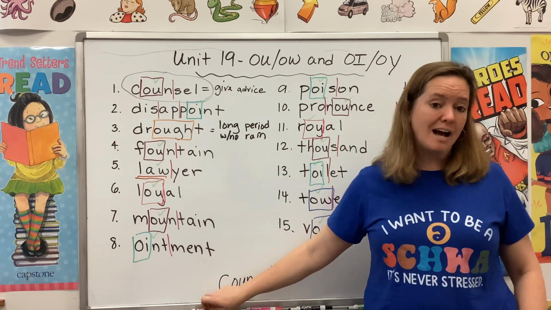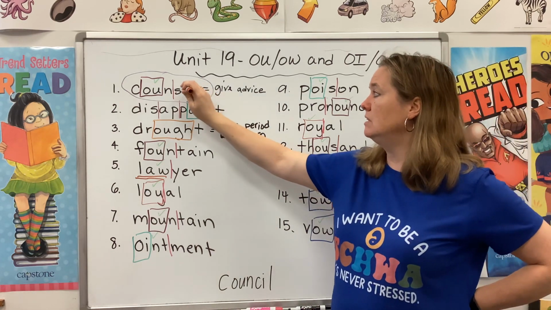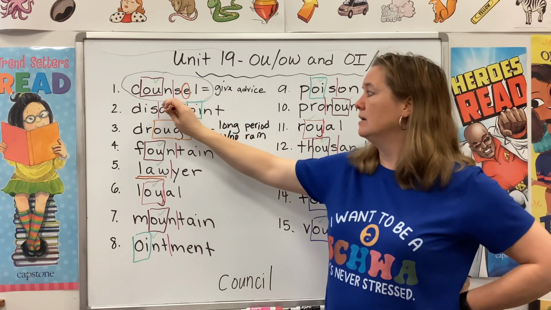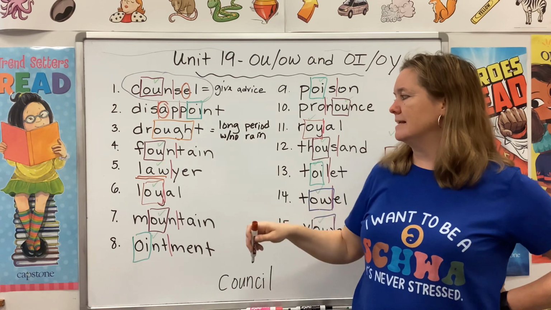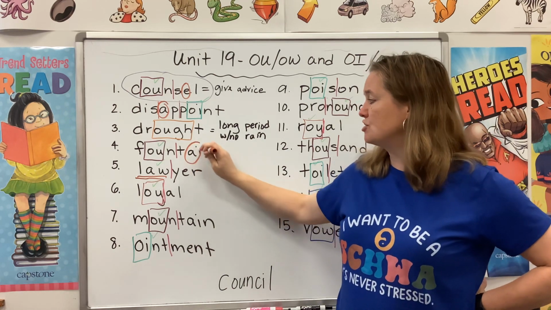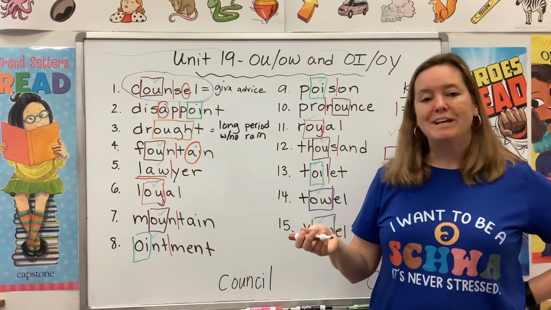And that schwa can be represented by any vowel. So in counsel, we have the E. In disappoint, we have a schwa here in the middle. Drought is one syllable. Check out fountain. We actually have two letters working together to make that schwa sound. We haven't seen that before.